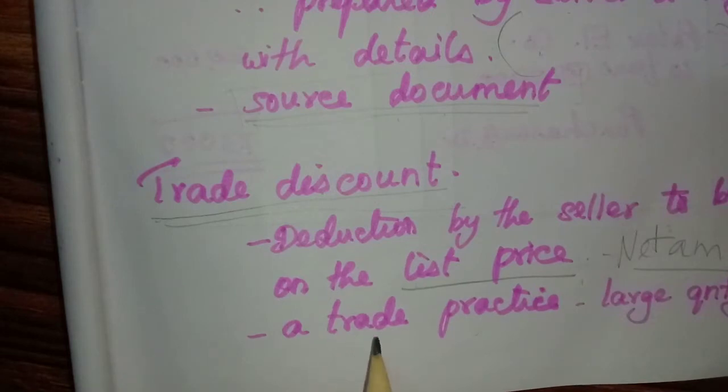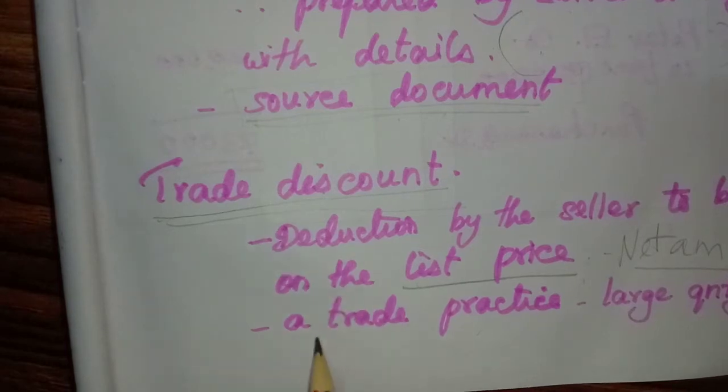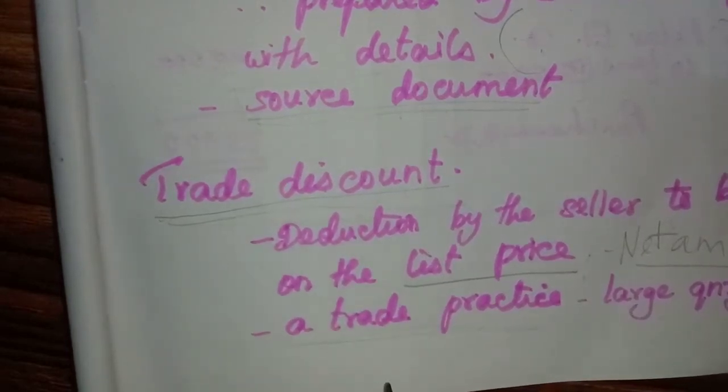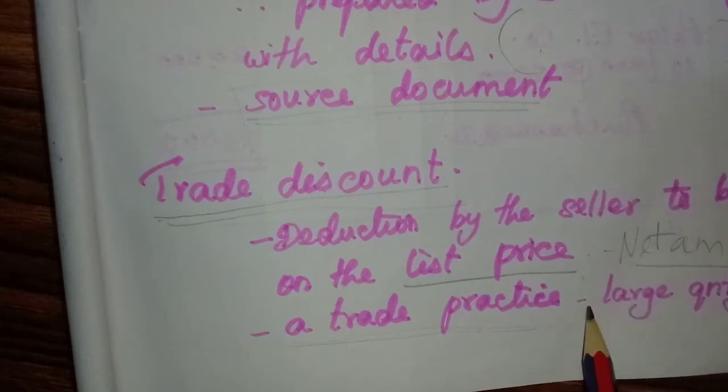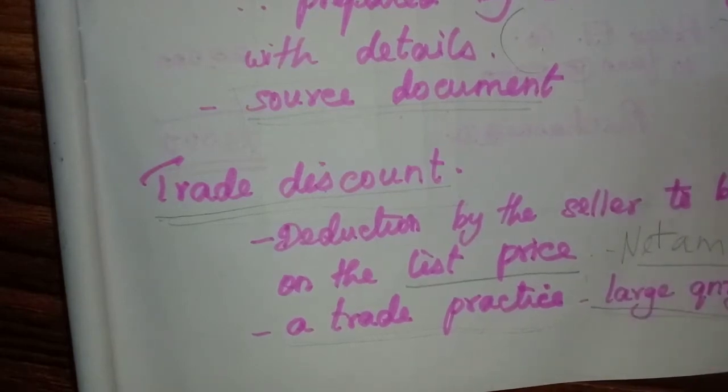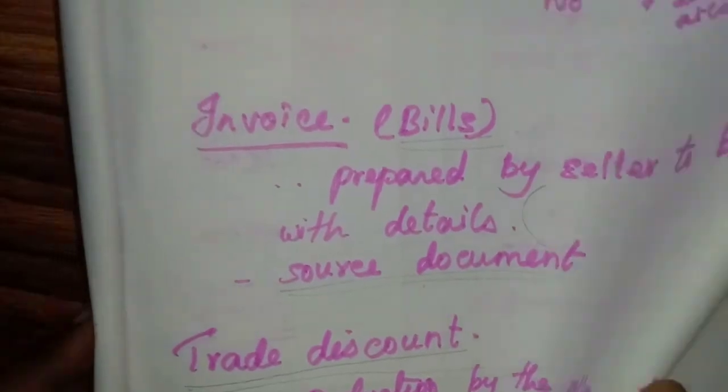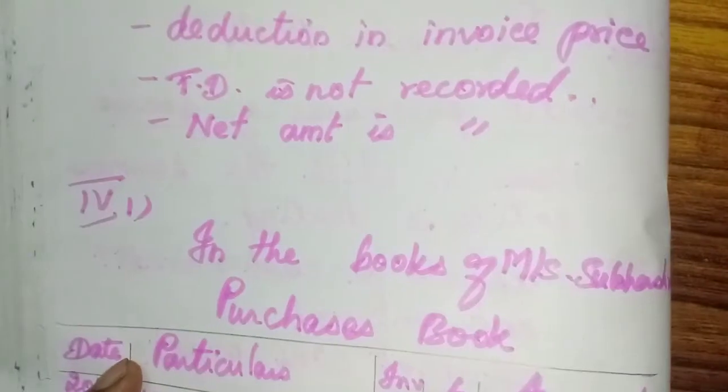So why is it called a trade discount? This discount is given as a trade practice. That is why it is called trade discount. Why do they provide this discount? In order to encourage the buyers to buy in large quantity, to promote purchases, to purchase more. Because to sell more quantity, the seller is giving this trade discount. It is a trade practice, that's why it is named trade discount.